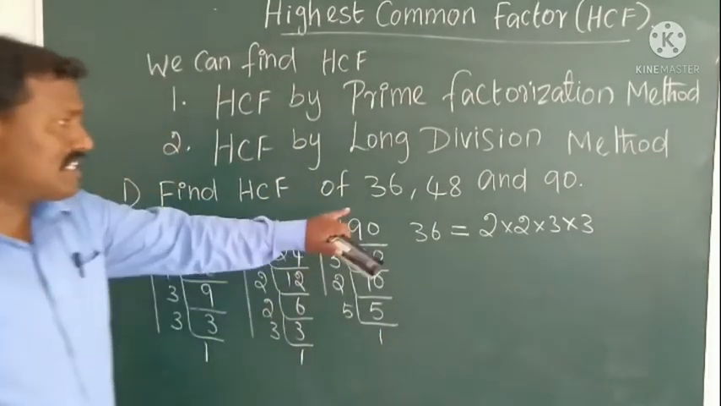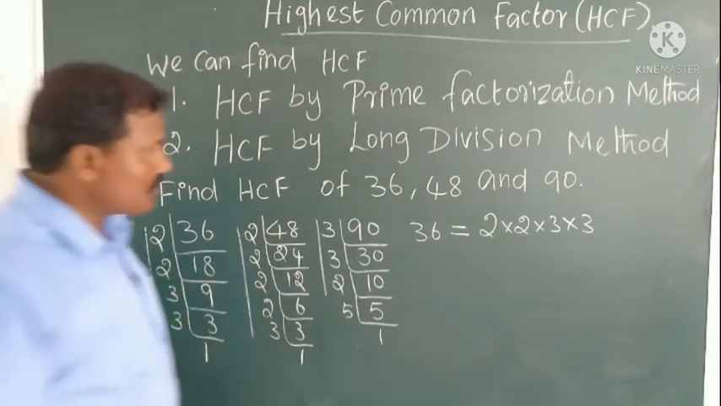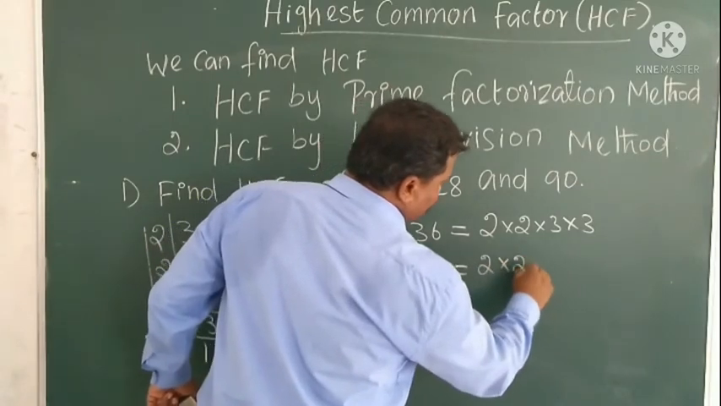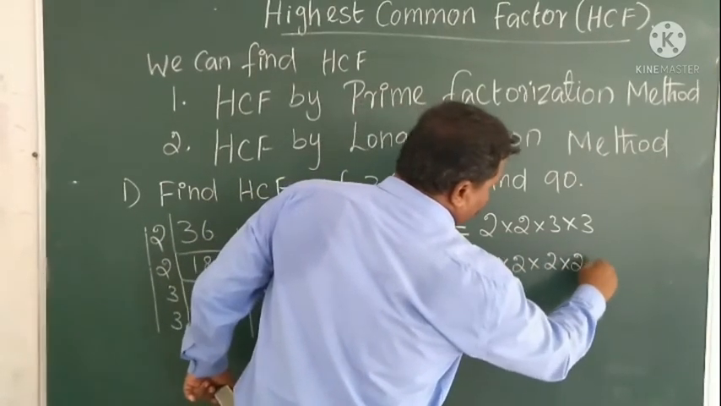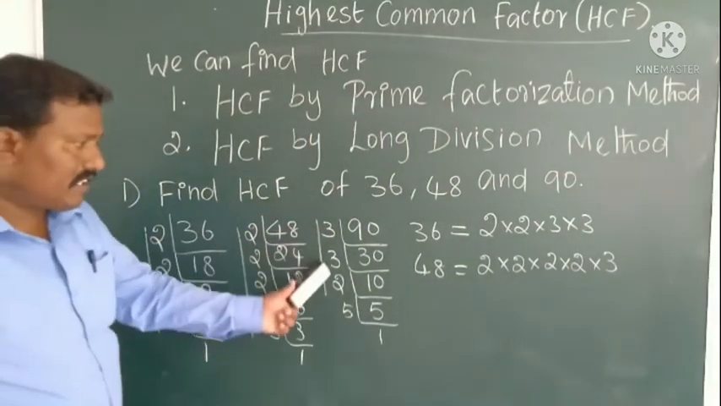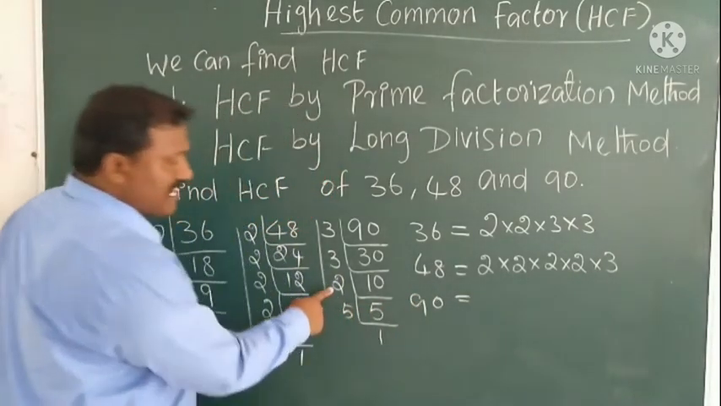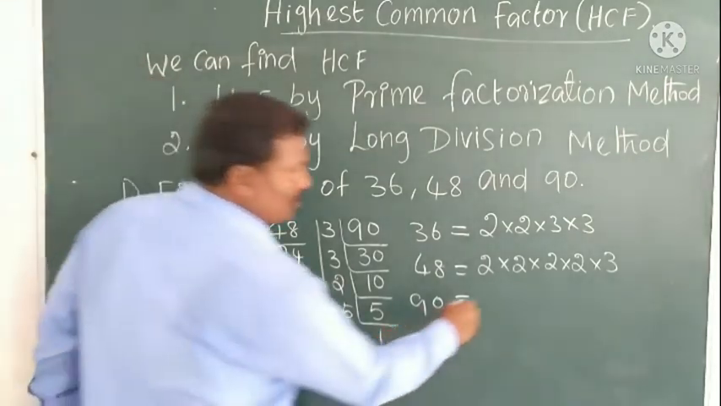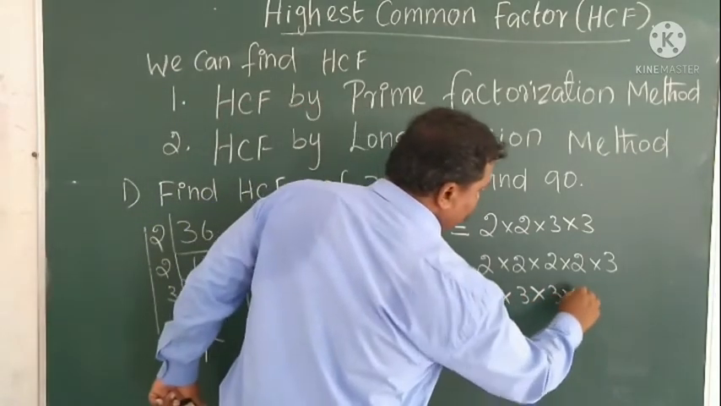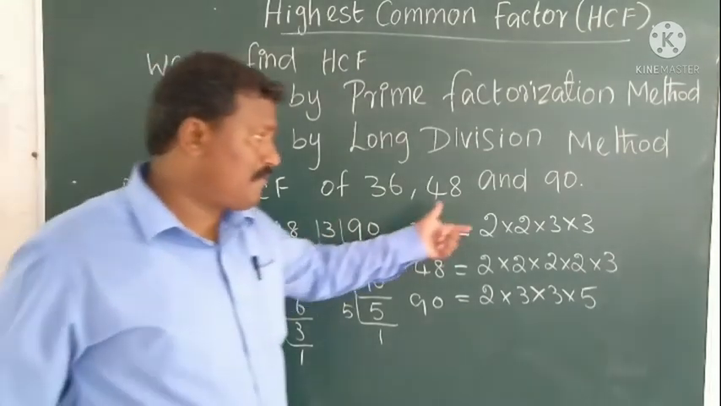Okay. Now what are the factors of 48? 2 into 2 into 2 into 2 into 3. So 4 2s are 48. 2 into 2 into 2 into 2 into 3. Okay. Now what are the factors of 90? 3 into 3 into 2 into 5. So first I will take the small number first. So 2 into 3 into 3 into 5. Okay. So I collect all the prime factors.